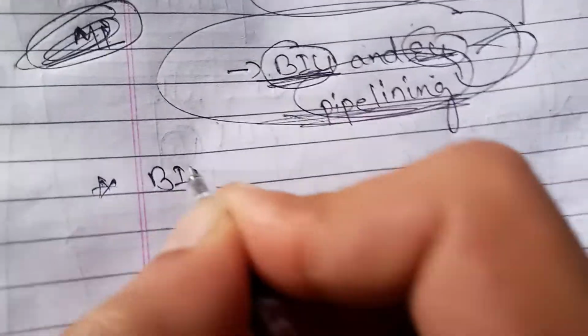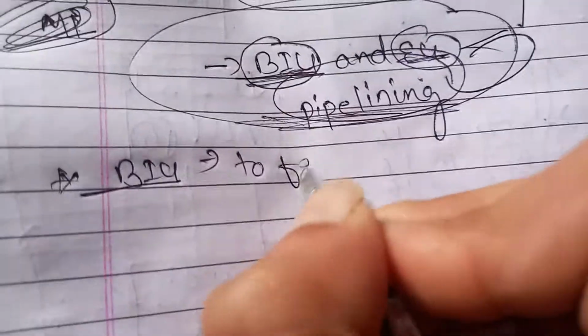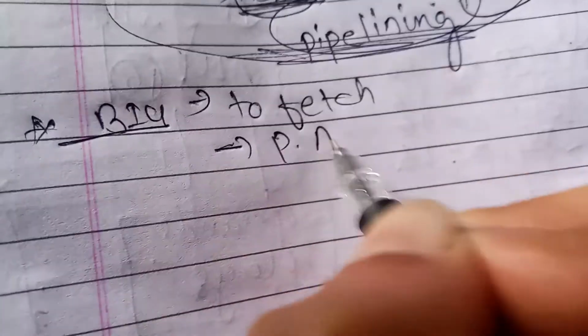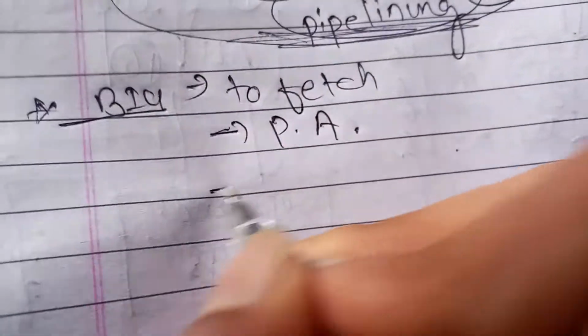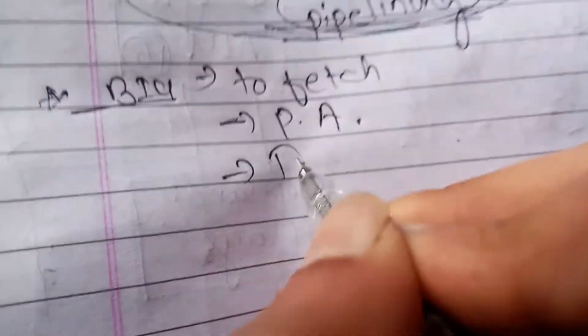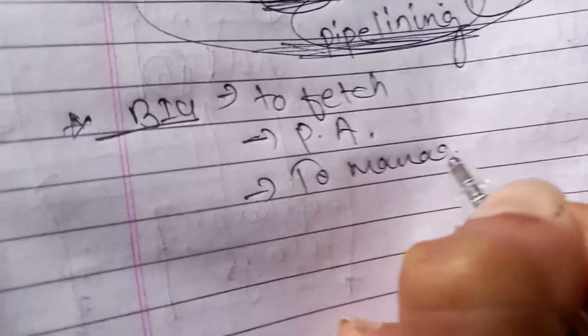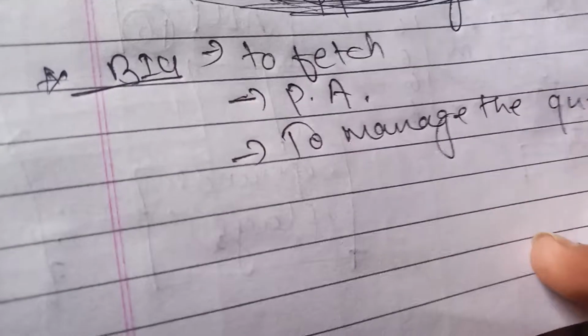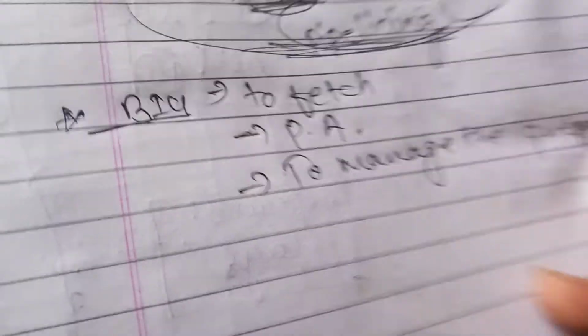So what are the main functions of BIU? The main functions of BIU are, number one, to fetch data or to fetch the instructions, to calculate the physical address, and next one is to manage the queue.